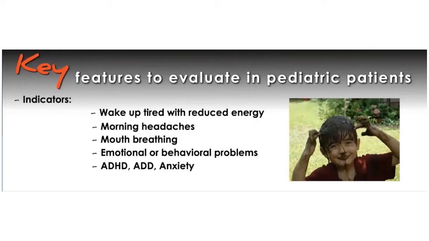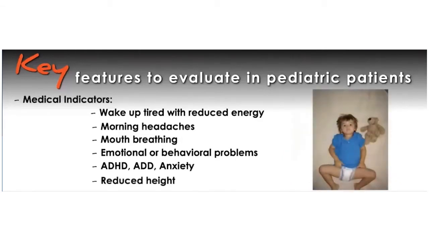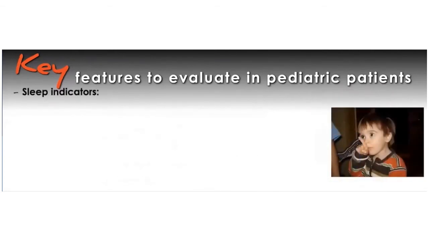There are also emotional or behavioral types of issues, and the ones that jump out to most of us are ADHD, ADD. Anxiety plays a high-level role in many of these patients, especially if the airway component kicks in when tonsils and adenoids start enlarging. And the final thing you may see from a medical indication is a reduction in size, height being the main one. Human growth hormone is released in deep sleep, and so inadequate deep sleep would be met with a smaller child, one that doesn't quite hit the growth curve.